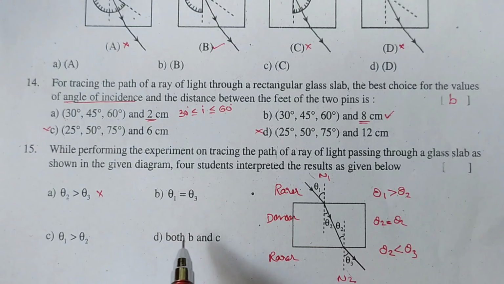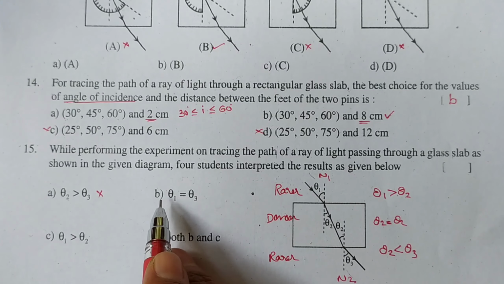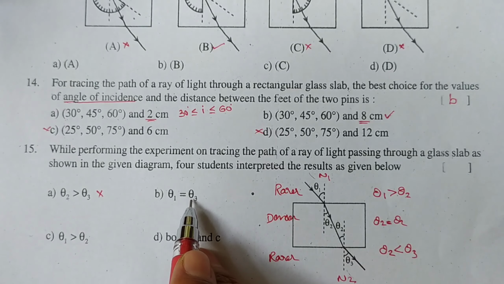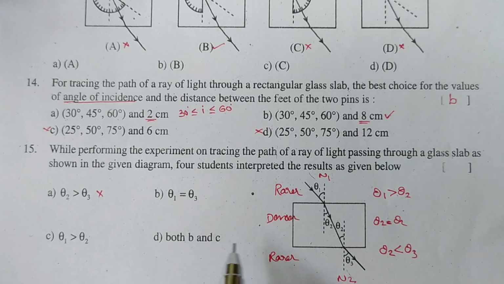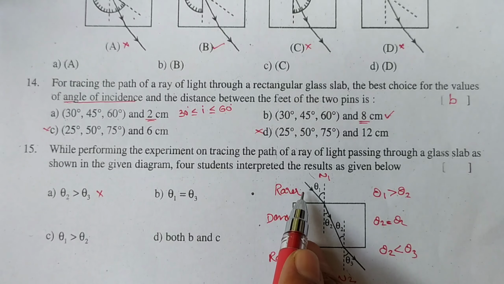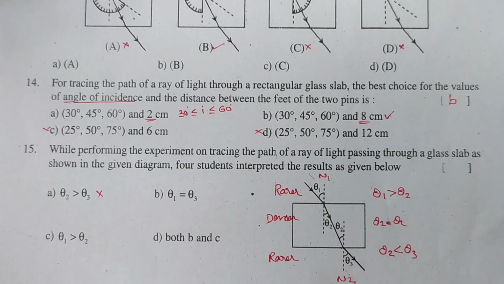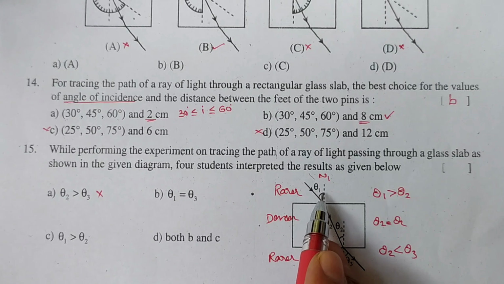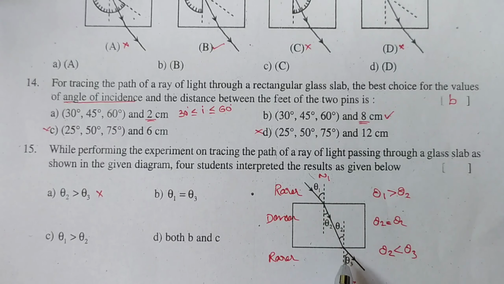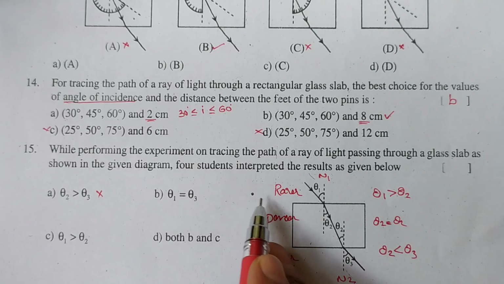So this is false. Now let us see option B, that is theta 1 equal to theta 3. Let us check here. Theta 1 is greater than theta 2, theta 2 equal, and here this is theta 3. Let us compare the answers here. This is the angle of incidence and this is the angle of emergent, so definitely they are equal.